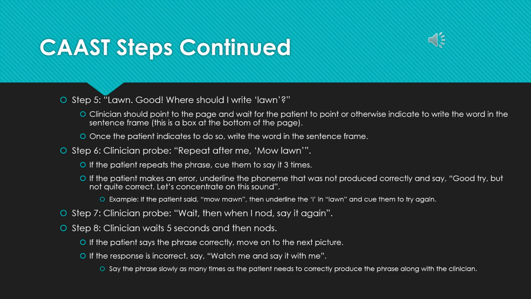Once the patient produces the phrase, the clinician should take the picture away and say, "When I nod, say it again." Then wait 5 seconds before nodding. If the patient produces the phrase correctly, move on to the next picture. If not, say, "Watch me and say it with me." Then, say the phrase slowly as many times as the patient needs in order to produce the phrase correctly. At that point, you can move on to the next picture.